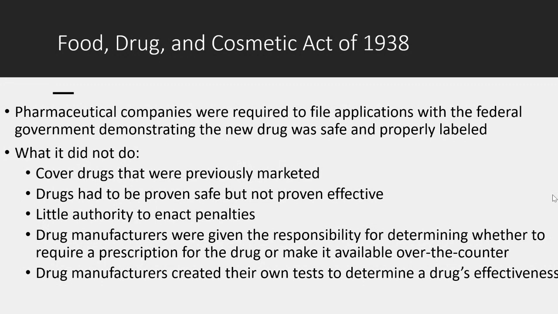So let's say a drug was not safe, the government really did not have a lot of power to do anything about that. In addition, the drug manufacturers were given responsibility for determining whether to require a prescription for the drug or make it available over the counter. Now, if you're a drug manufacturer and you have that option, should I make someone have a prescription for this drug, or should I allow people to get it freely? The obvious choice is to allow people to get it freely, because then more people have access to it and more people will buy it, so you make more money. And then also the drug manufacturers created their own tests to determine if the drug was effective or not. So obviously it might have been a little skewed to show that this drug is effective and a miracle drug.